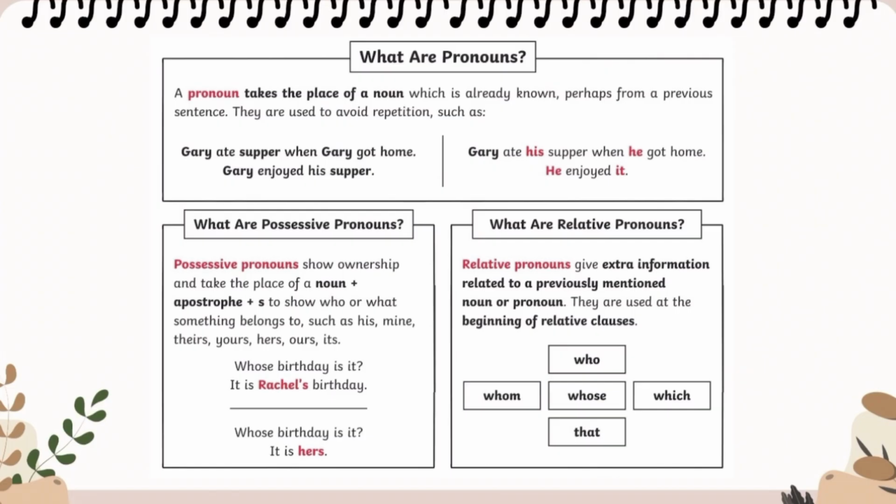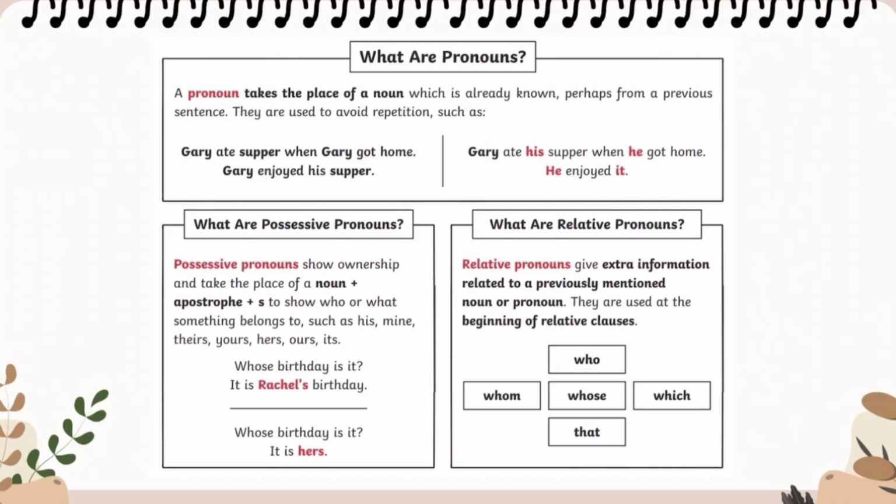They are used to avoid repetition, such as, Gary ate supper when Gary got home. Gary enjoyed his supper. So we can change some of those Garys and suppers into pronouns. So Gary ate his supper when he got home. He enjoyed it.